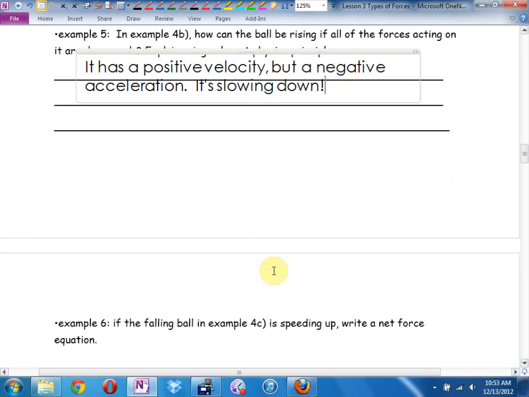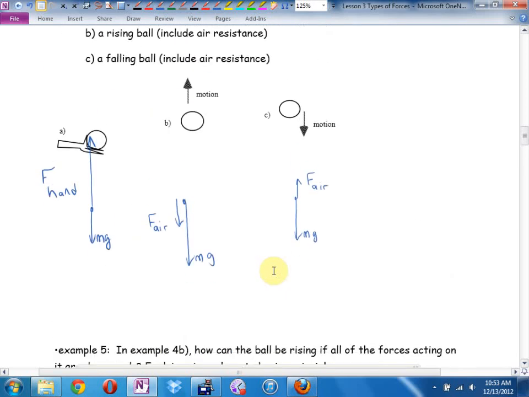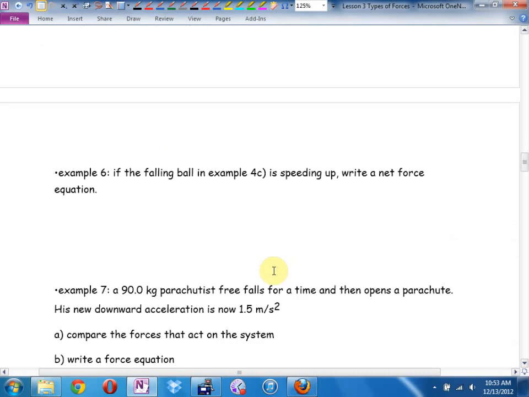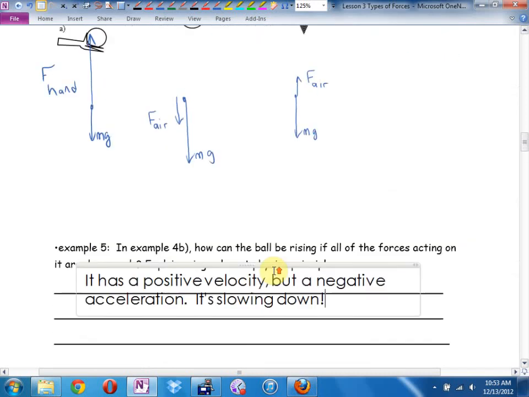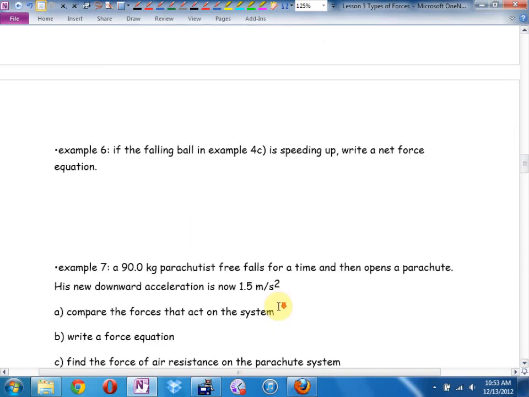If the falling ball in example 4C is speeding up, write a force equation. Do you guys have to turn the page or do you use one page? Okay, so same diagram. What are the forces acting on this ball? Oh, we already did that. Who's winning? Who's losing? Air. You know what? Your equation would look like this.